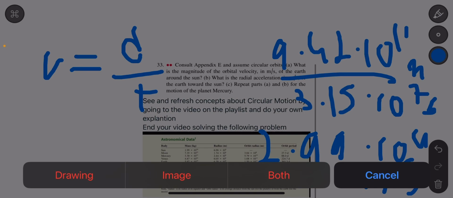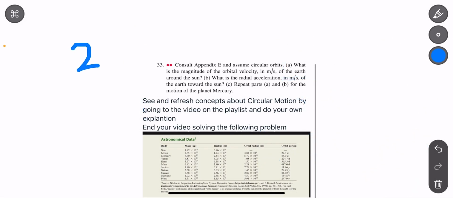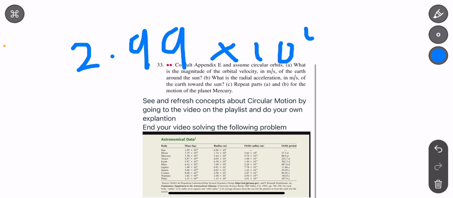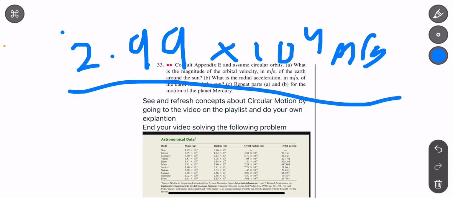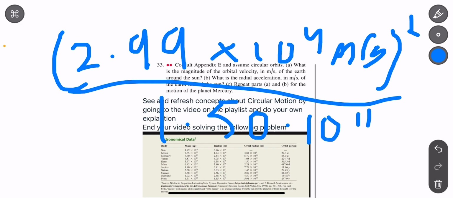Now we're able to solve the next problem, B, which is looking at circular acceleration. Since we found the velocity, now we find circular acceleration. The velocity we were left with last time was 2.99 times 10 to the 4th meters per second. Remember the equation for circular acceleration is V squared over R, R being radius, and the radius they gave us was 1.50 times 10 to the 11 meters.